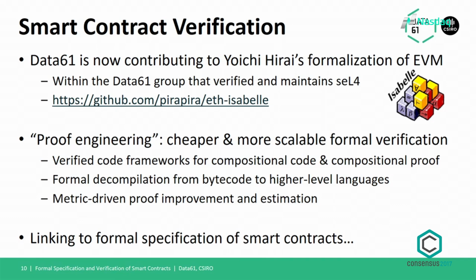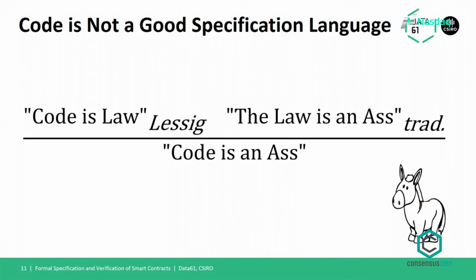We'd also like to link the virtual machine up to sort of formal specifications of smart contracts. So we're thinking about that in a few different ways. So sometimes people say in the blockchain world, code is law. So Lawrence Lessig said, code is law, and that's sort of a mantra that's carried by a lot of people. There's also this traditional English saying, the law is an ass. And so using formal logic, we can deduce that code is an ass. And because it's an English saying, ass here means donkey, not the rear end of a donkey.